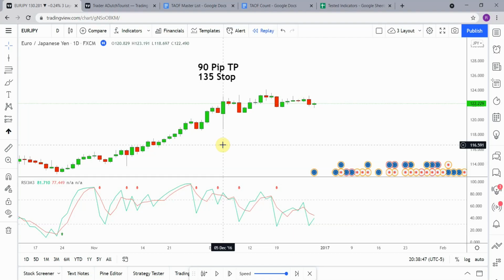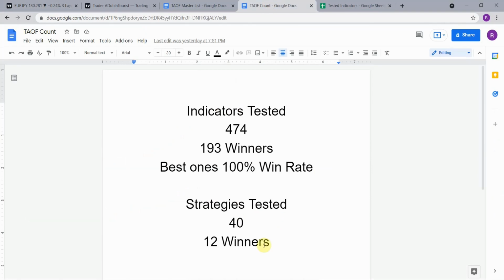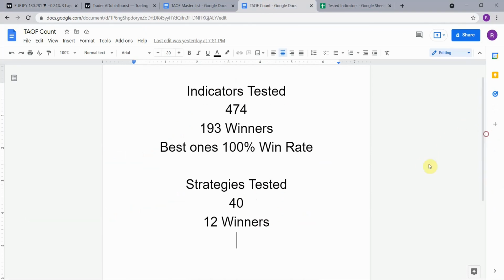Alright, as I said, today we will be testing the RSI3M3 indicator. Before we do though, I wanted to put the testing scoreboard up for everyone to see. So to date, we have tested a total of 40 different strategies, with 12 of them being winners. We have also tested a total of 474 indicators, with 193 of them being winners. The best ones so far were able to achieve a 100% win rate.